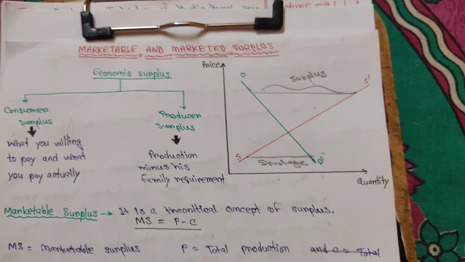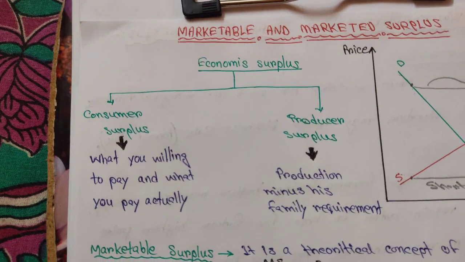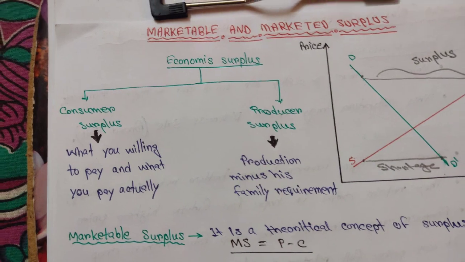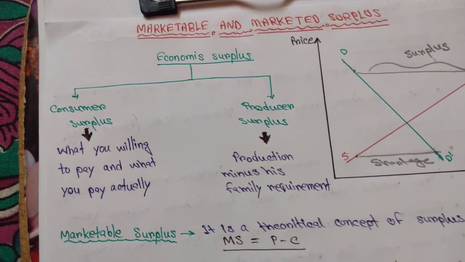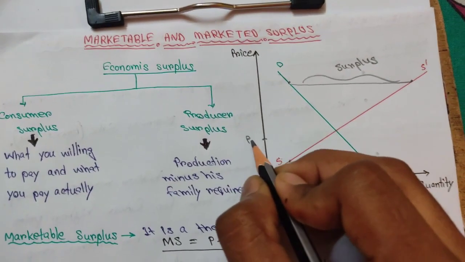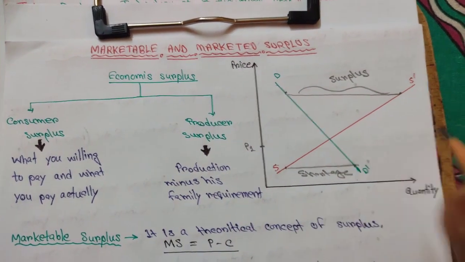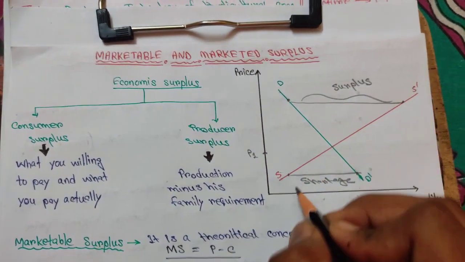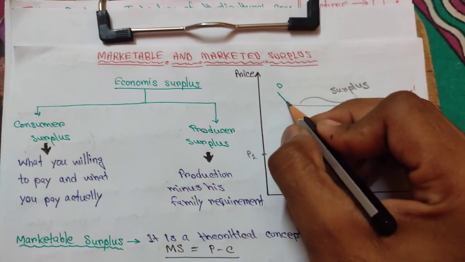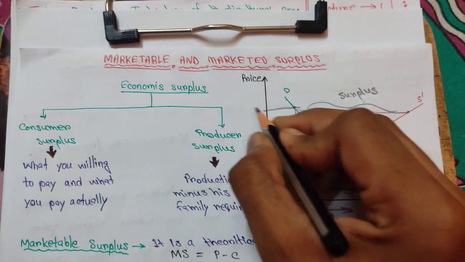Now the surplus, or economic surplus, has two concepts: consumer surplus and producer surplus. Consumer surplus is the difference between what a consumer is willing to pay and what he actually pays. It means that at the price P1, you are thinking to buy a quantity of Q1.